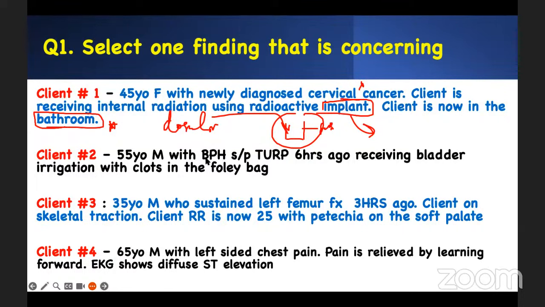Number 2, BPH, TURP 6 hours ago, irrigation, and some clot in the Foley. Clot in the Foley is concerning. But do you expect some clot at 6 hours? Of course, yes. That is expected. Expect to see some clot up to 36 hours. So this is okay, but in this scenario, it's still concerning.